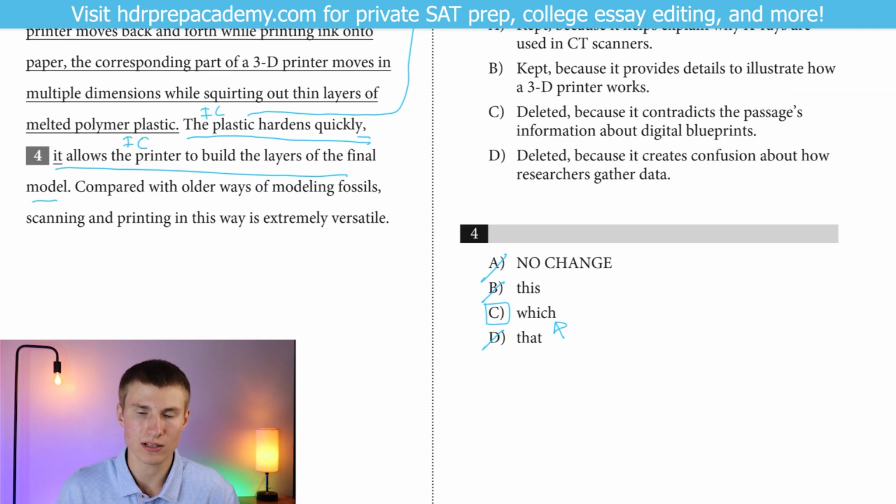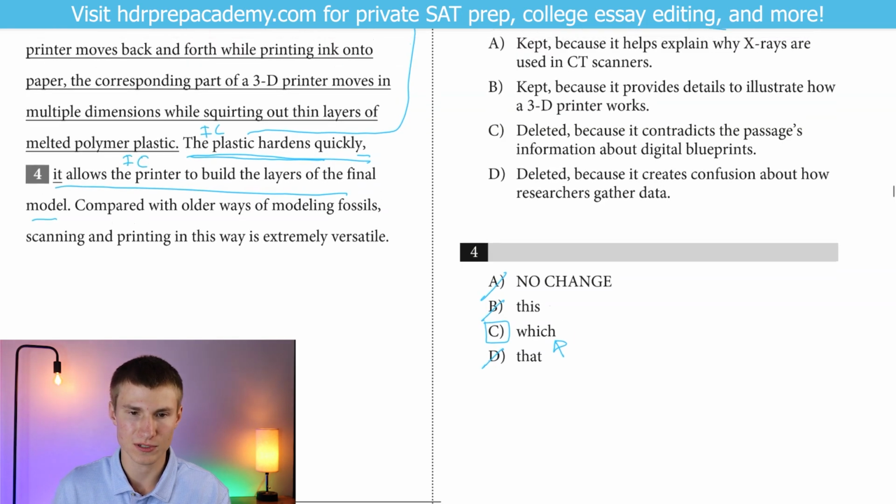C also has the correct relative pronoun to refer to that process of the plastic, where we say the plastic hardens quickly. We're using which to tell us that we're referring to that full phrase of those 4 words, or I'm sorry, to that full independent clause of those 4 words. Okay, so we know our answer for 4 has got to be C.